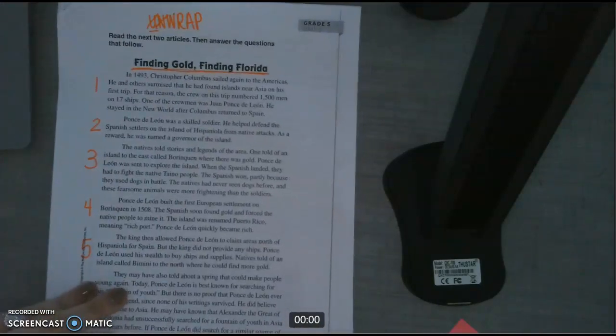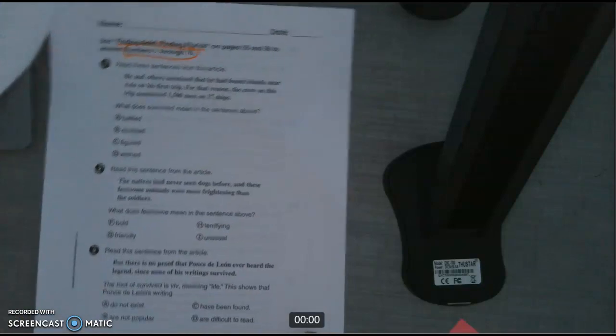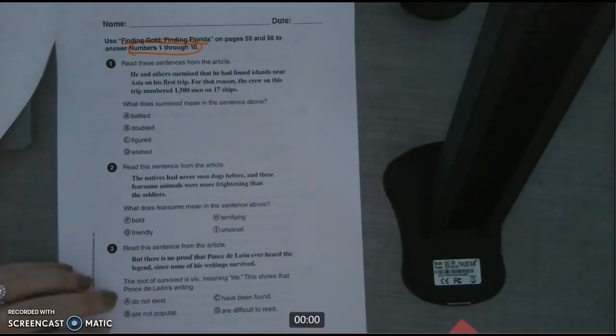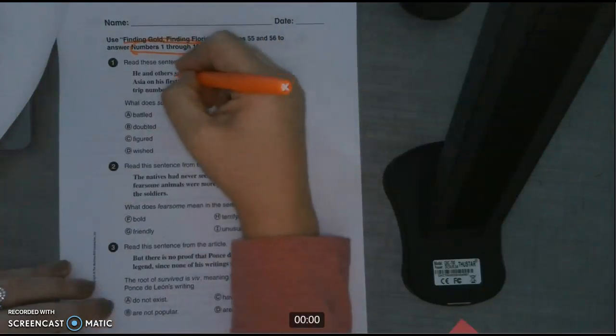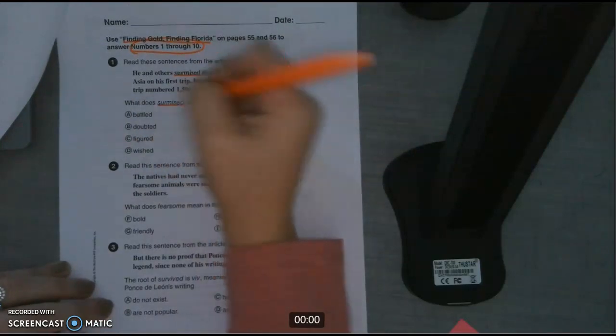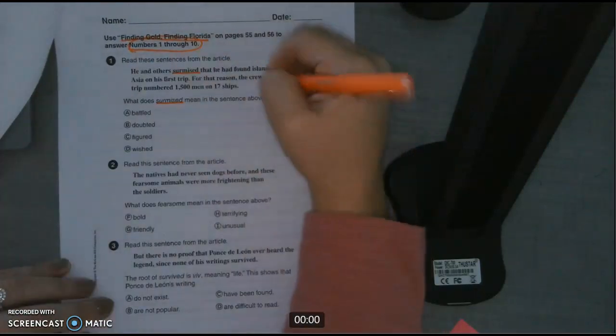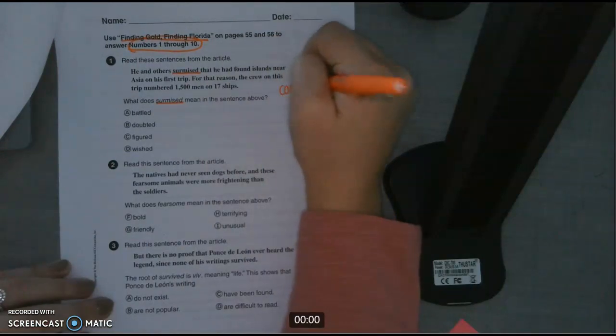I'm glad I read the directions. So I got to walk through the questions, underline any important words. All right, read these sentences from the article. He and others surmised that he had found islands near Asia on his first trip. For that reason, the crew on this trip numbered 1,500 men on 17 ships. What does surmised mean in the sentence above? So here's the word we need to know, surmised. This sounds like a context clues kind of question, so I have to use context clues for this one.